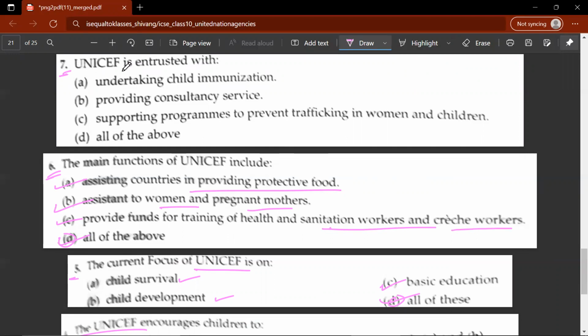Let's move on to the seventh question. The UNICEF is entrusted with. So it is entrusted with D, all of the above. So you have undertaking child immunization, providing consultancy service, supporting programs to prevent trafficking of women and children.